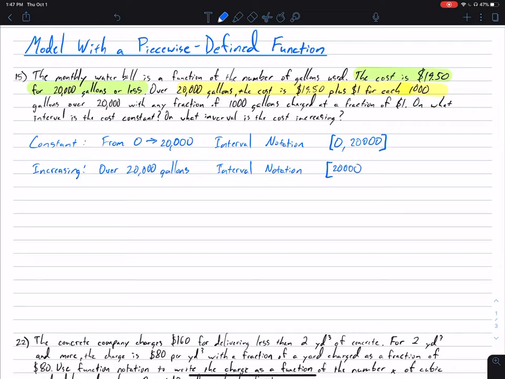At 20,000, our charge is going to start increasing, and that's going to increase to infinity. There's no limit to how much water we can spend. Again, realistically, yes, there will be something, but for the sake of this problem, there's nothing. So we're going to put a parenthesis there. If this was a graph, your cost would look something like this. It would be flat up to 20,000, and then it would start going up when you hit that 20,000 mark.